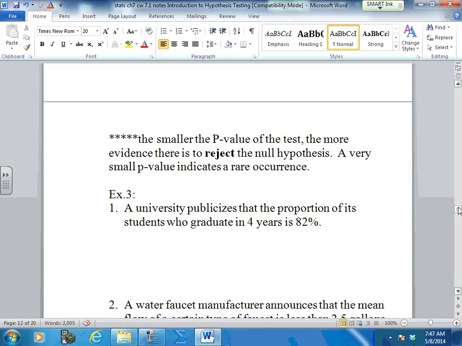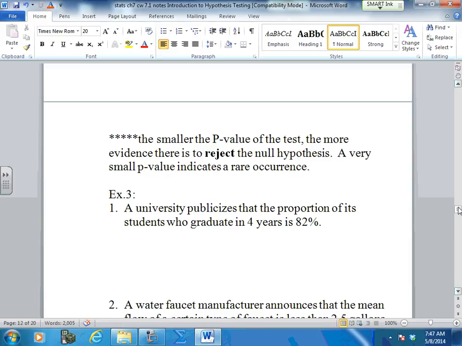So take a look at example 3. It always helps once we walk through some of these. They want us to identify the H0, the HA, then determine if it's a right-tailed, a left-tailed, or a two-tailed, and sketch the value. So we're just going to walk through this and sketch where your p-value might be. A university publicizes that the proportion of students who graduate in 4 years is 82%.